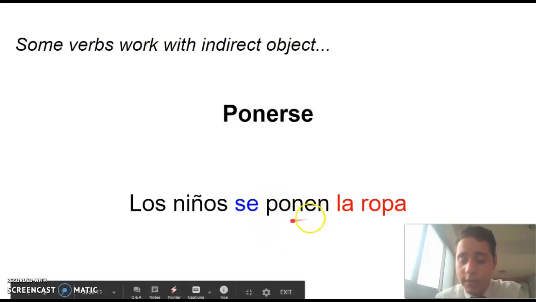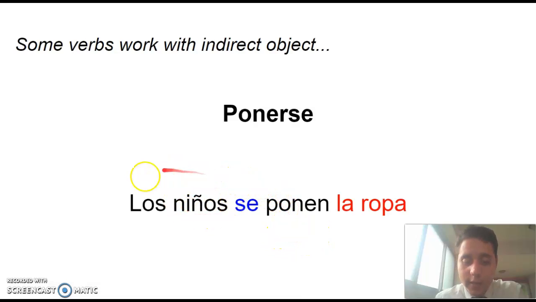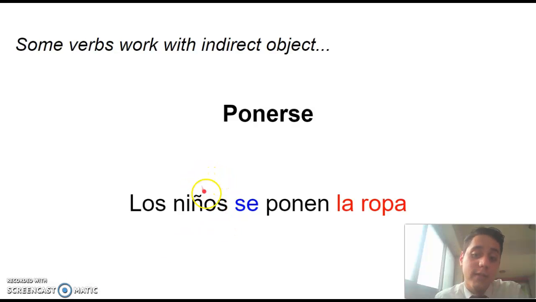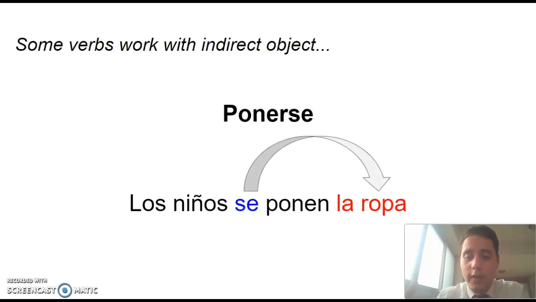We know that poner is a verb, ponen. So the kids are the direct object, los niños. But who is the indirect object then? La ropa. They're manipulating the clothes. It is being affected too. So they actually also work with indirect objects. And here you have some examples of indirect objects.